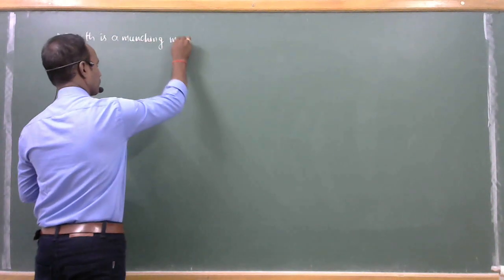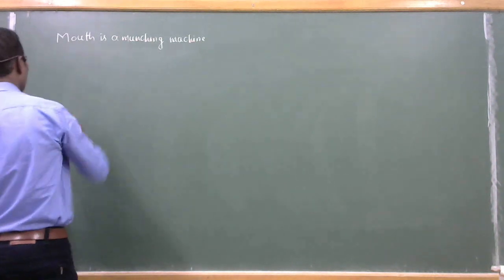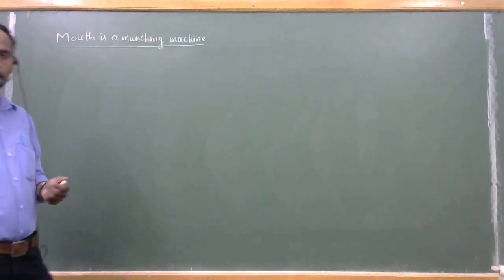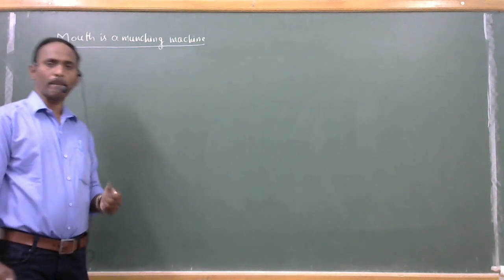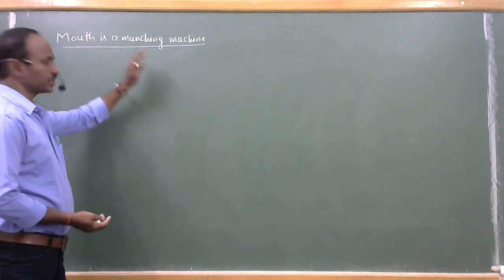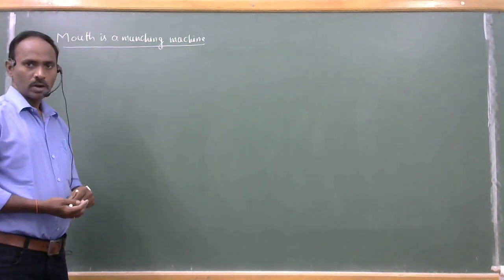Munching machine. So, do you know what is meant by munching? Munching means crushing thoroughly or grinding into a paste. So that kind of grinding, pasting machine is called a munching machine. Is the mouth. How do you say?